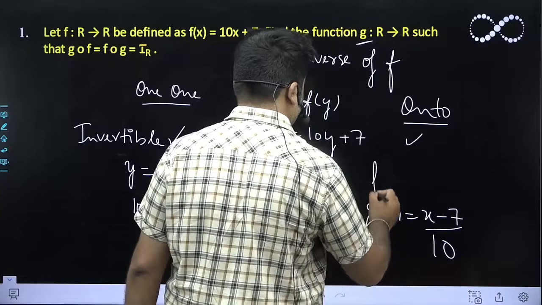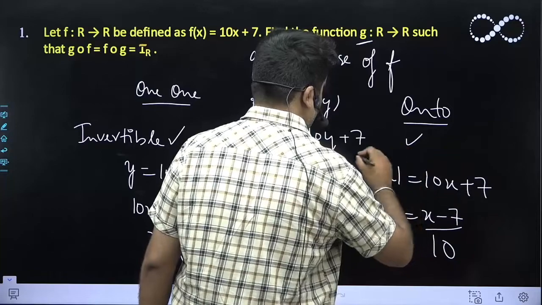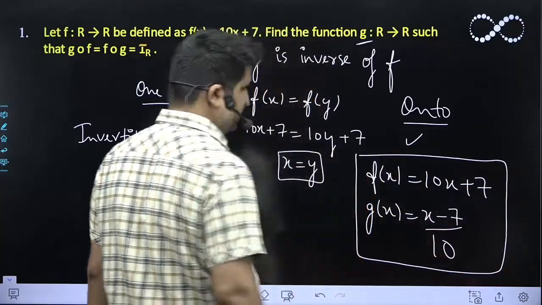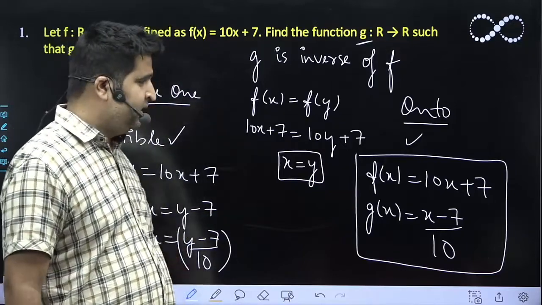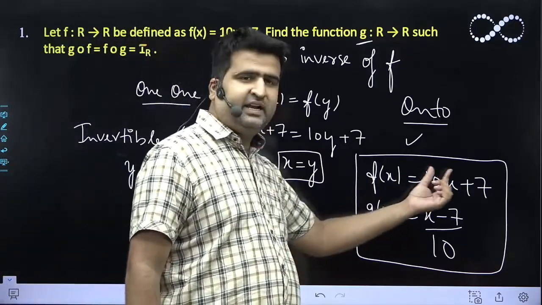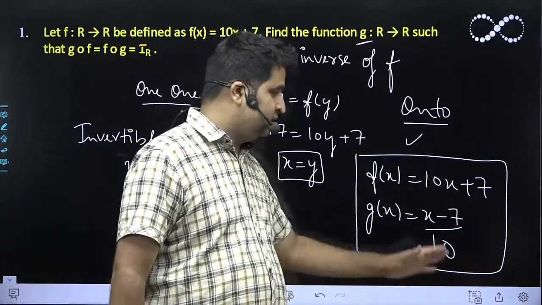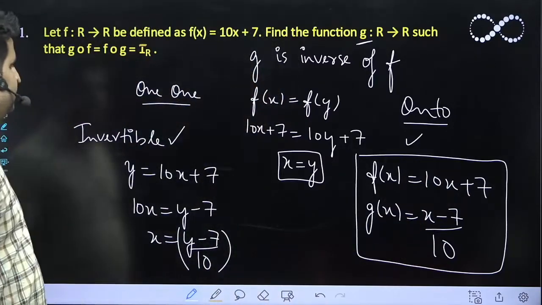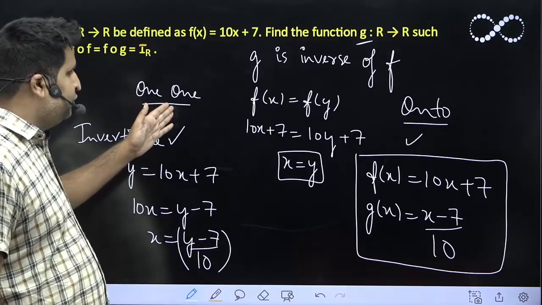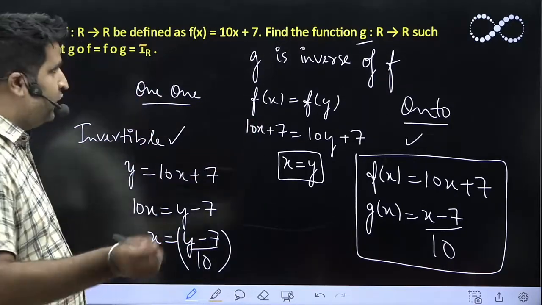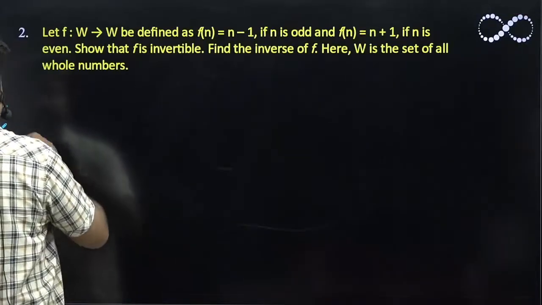And we know that f(x) = 10x + 7. Now from both these, just simply show that f of g is equal to g of f. If you put f of g, you will get the value x. If you put g of f, you will get the value x. So it's very easy to solve. This was just a three-line question, but we still have to prove that the function is one-one and onto in order to find the inverse. Let's see the next question now.